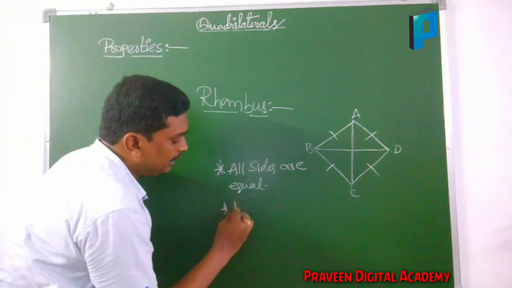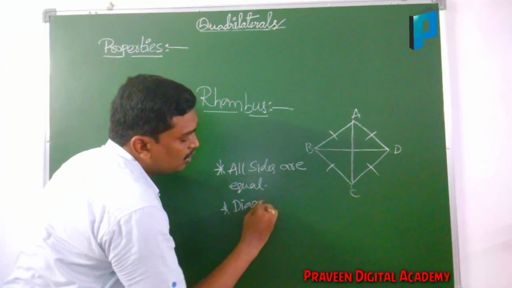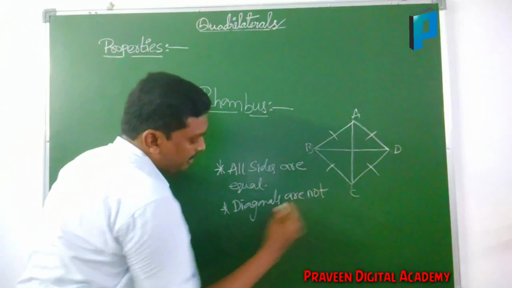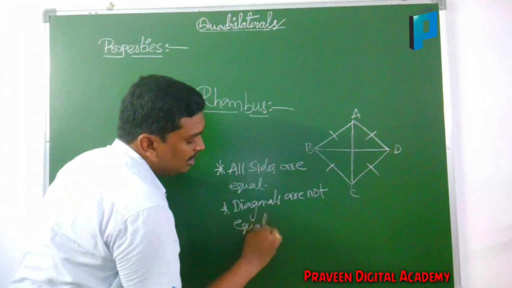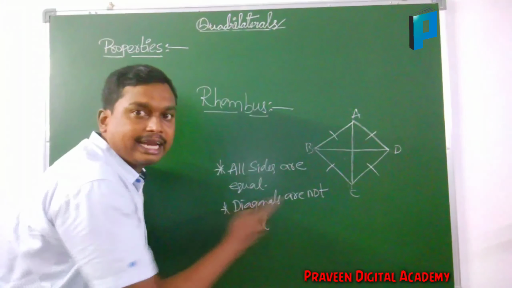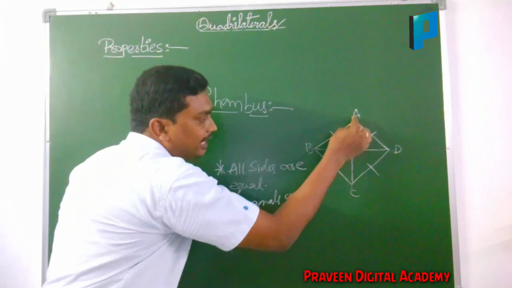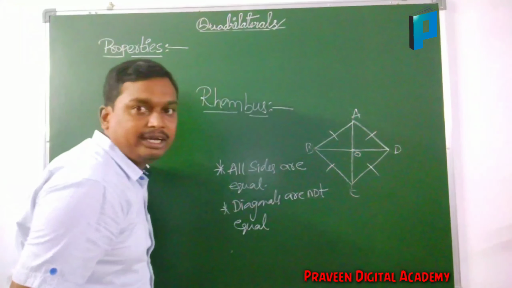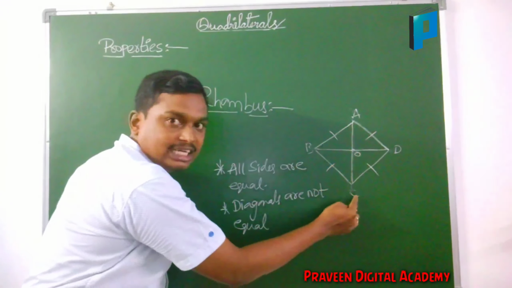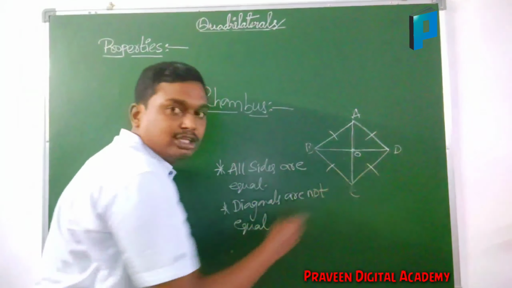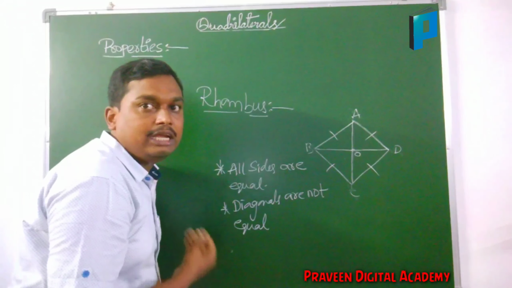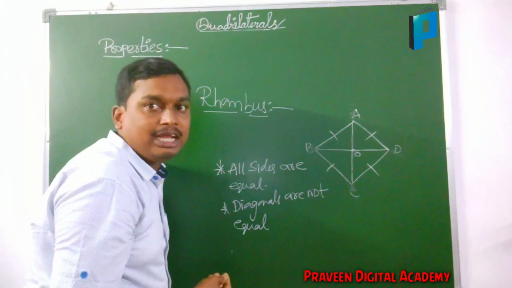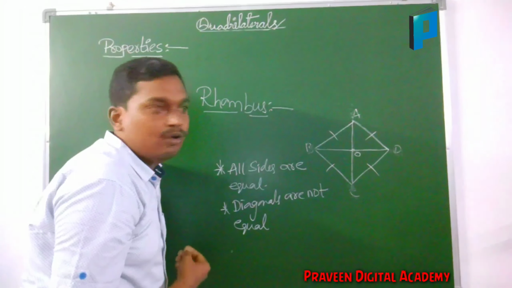Diagonals are not equal in rhombus. Here AC is a diagonal, BD is a diagonal, both are intersecting at a point O. If AC is 5, here BD is not 5, it may be other than 5. Here BD may be 4, maybe 3, maybe 8, but not equal to 5.